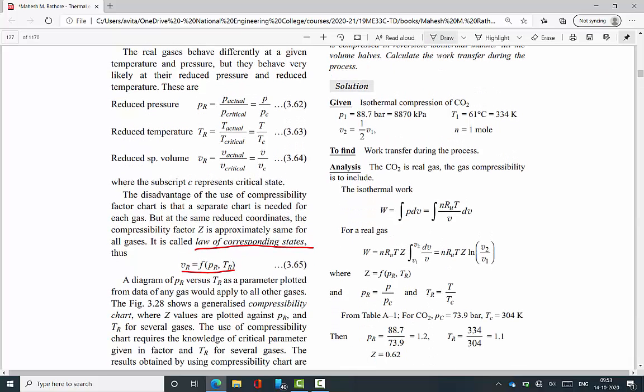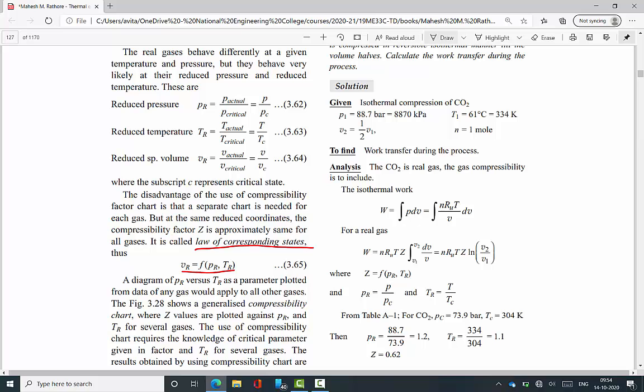A diagram of Z versus PR with TR as parameter, plotted from data of any gas, would apply to all other gases. It is a generalized compressibility chart. We plot a graph of PR versus TR, and that graph is called the compressibility chart. Here Z values are plotted against PR, with constant TR lines, for several gases. I will explain the diagram.